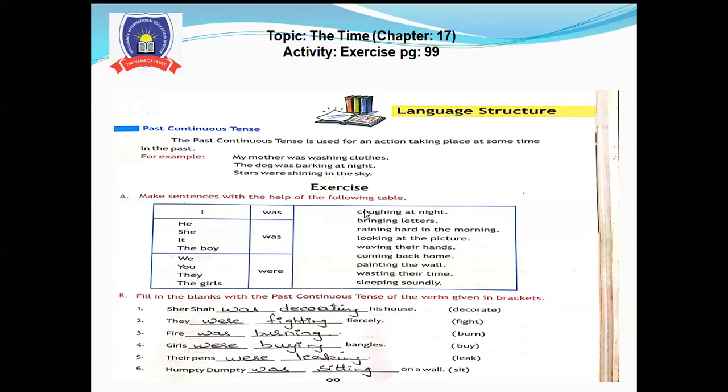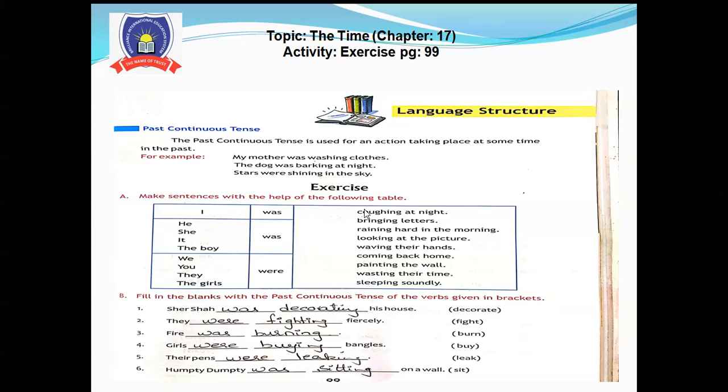Make sentences with the help of the following table. Now what you have to do, you have to make as many sentences as you can with the help of the given table. Here are three columns given: subject, verb and predicate. You have to match them and make as many sentences as you can. Like, I was coughing at night. I was bringing the letter. I was looking at the picture. I was coming back home. I was painting the wall. I was wasting their time. I was sleeping soundly. Okay?